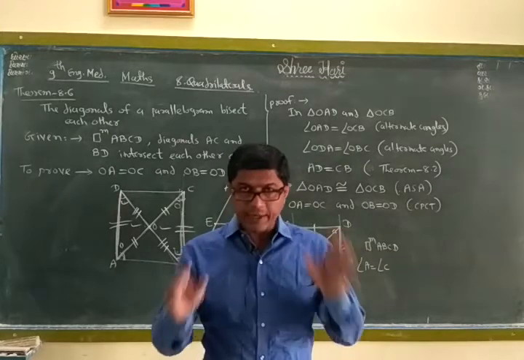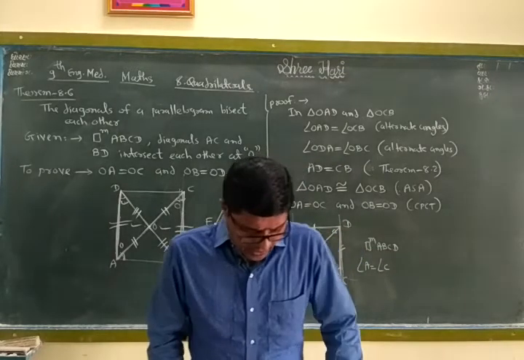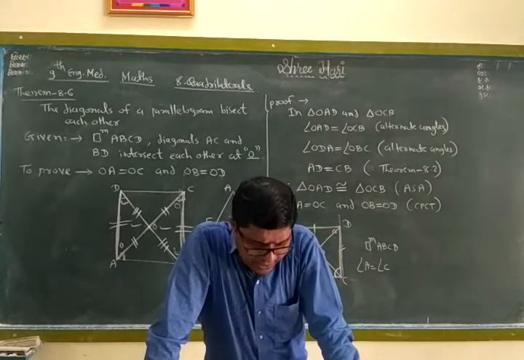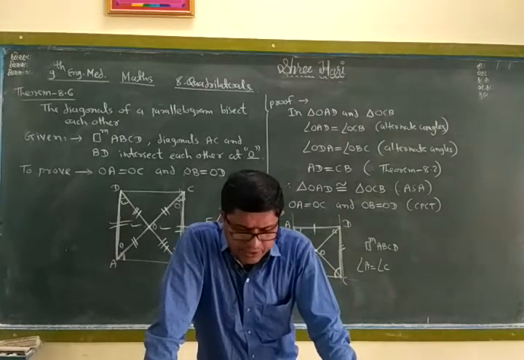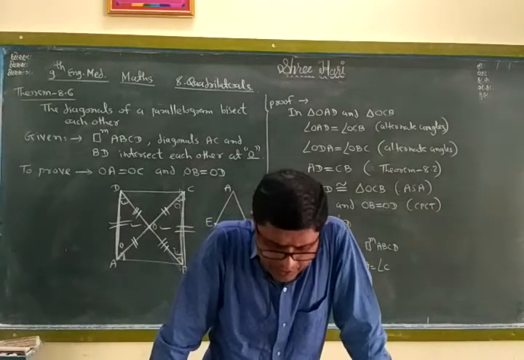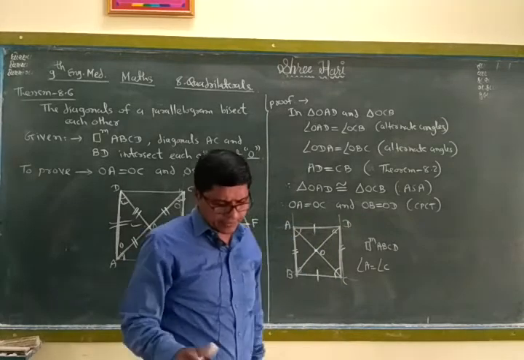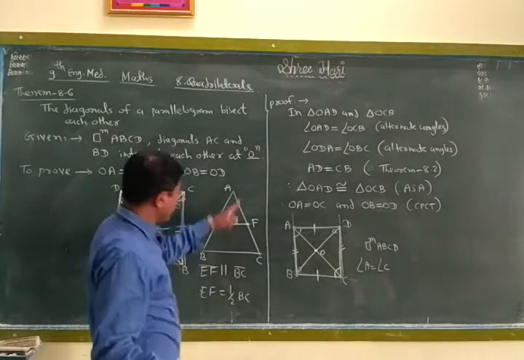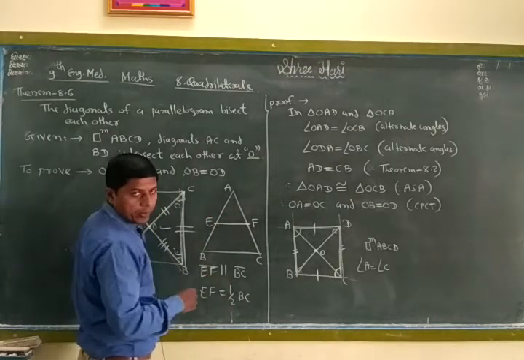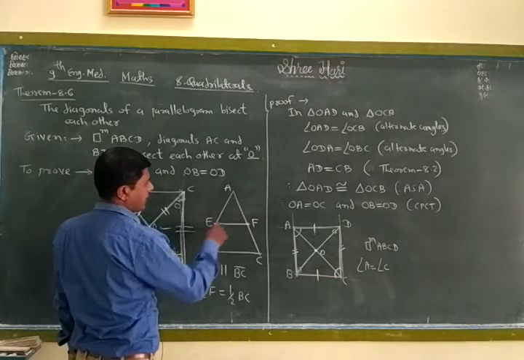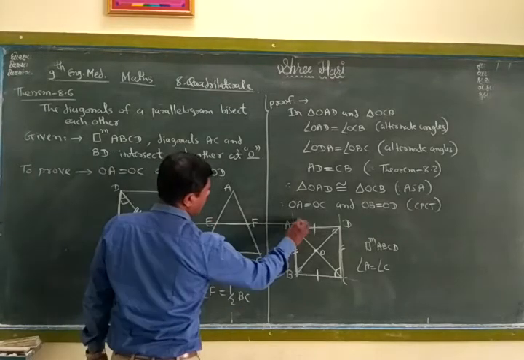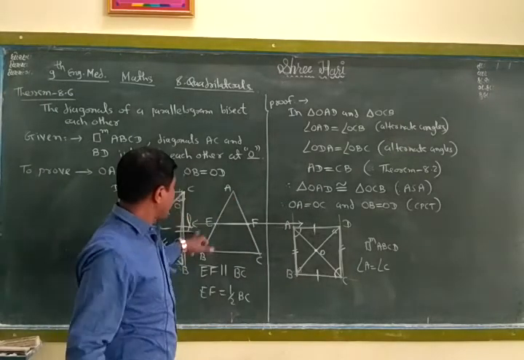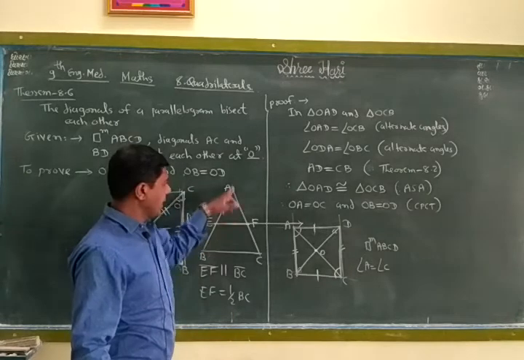Now, Theorem 8.10, the last theorem for understanding. The line drawn through the midpoint of one side of a triangle parallel to another side bisects the third side. In this triangle, E is the midpoint of AB. Suppose we draw a line L. The line L passes through AB at point E and AC at point F.